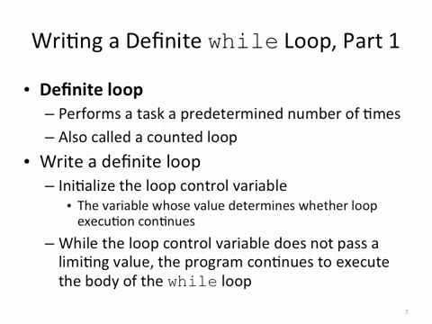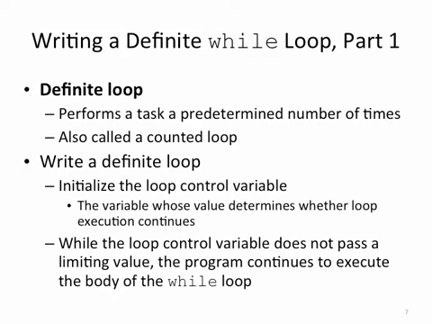A while loop is good for a definite loop, and a definite loop is also called a count-controlled loop, and it performs a task a specific number of times. This slide says it's also called a counted loop. I prefer to call it a count-controlled loop, and I apologize, I should have made that change.